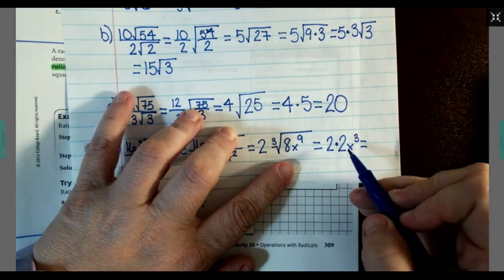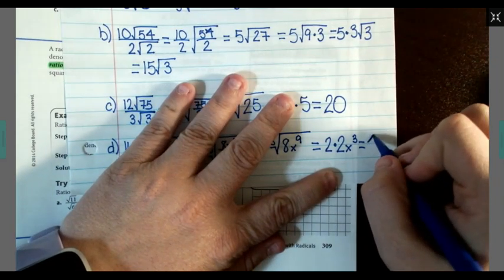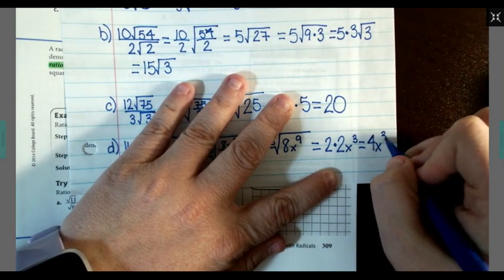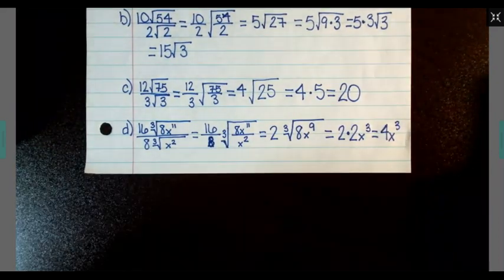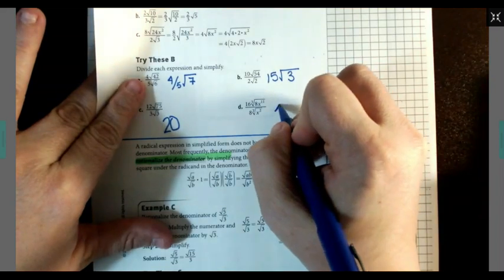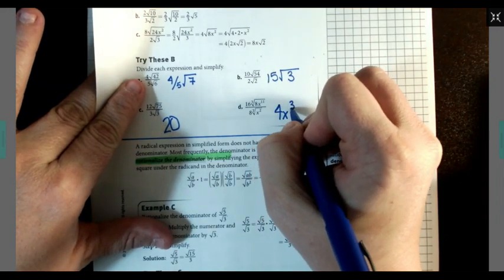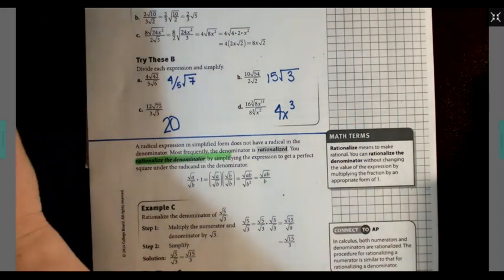So the last thing I want to do is simplify and clean this up. 2 times 2 is 4. So this makes it 4x cubed. Four x to the 3rd power. On to the next set of questions.